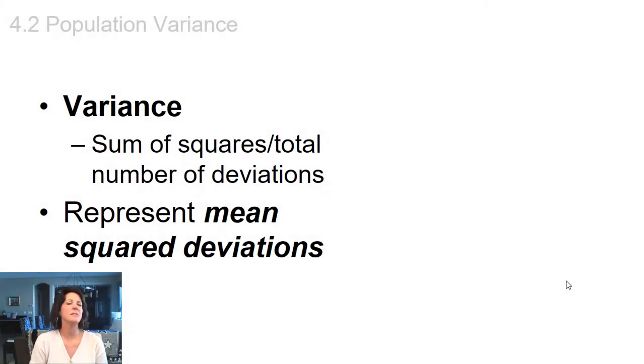So variance means take those sums of squares and divide it by the total number of those deviations, or the total n. And what this will do is it will represent the average of those squared deviations, right? Because when we take the total of values and we divide it by the number of values, that gives us the mean. So when we take the total of the squared deviations and we divide it by the total number, that will mean the mean of the squared deviations, the average squared deviations.